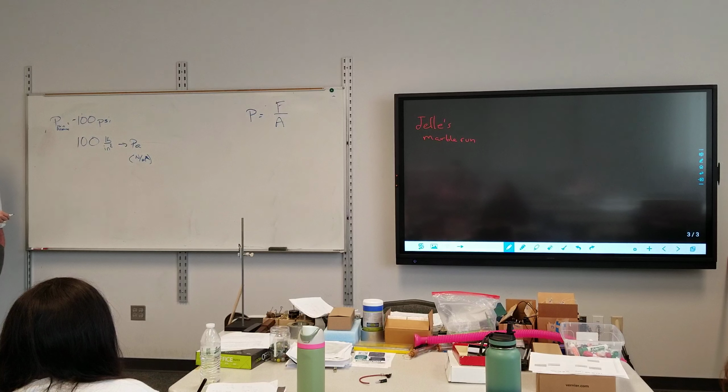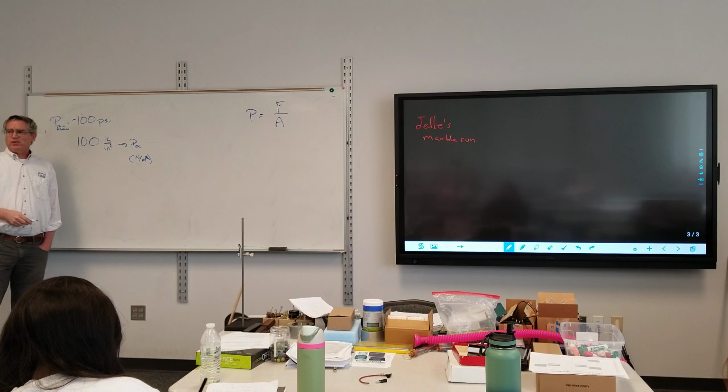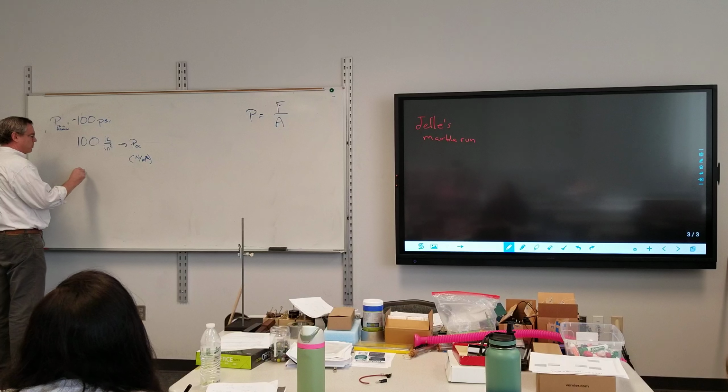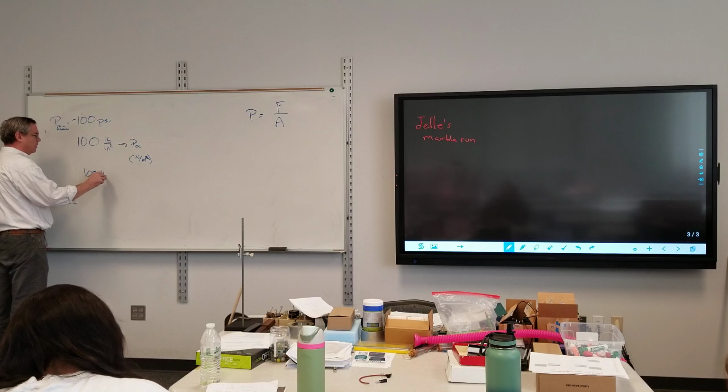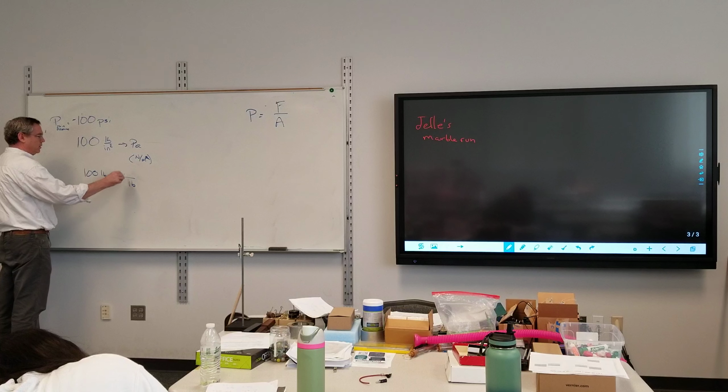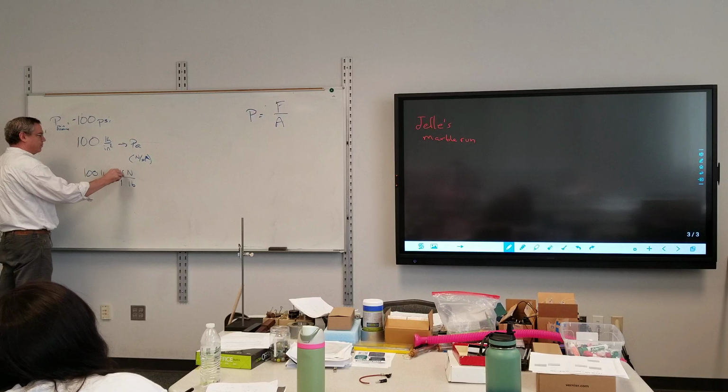First, pounds and newtons. What does that convert to? 4.45. Say it again? 4.45. It's somewhere around there. All right, so I have 100 pounds times, I want to get rid of pounds, so that's going to go on the bottom. Newton, so 1 pound is 4.45 newtons.